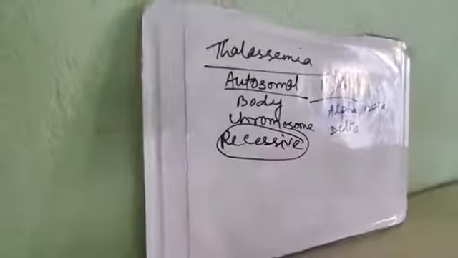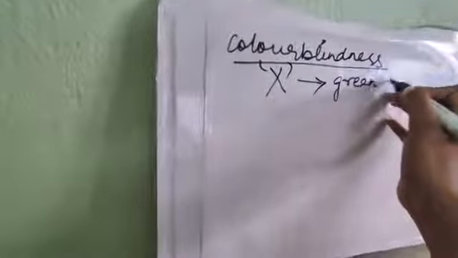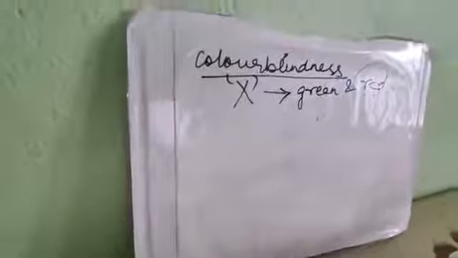Now in our previous topic I told about color blindness and hemophilia. Now I will go a little bit more briefly over those topics. Now this is color blindness. It generally affects the X chromosome. When it affects the X chromosome, the affected person cannot differentiate the green and the red color. Those who cannot differentiate the green color are called green color blind, and those who cannot differentiate the red color are called red color blind. So this generally affects the X chromosome, not the Y chromosome.